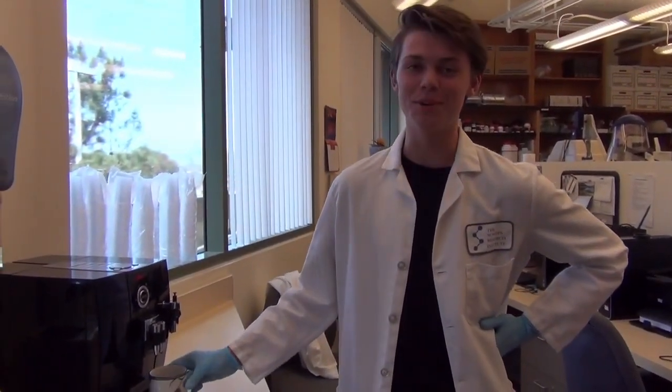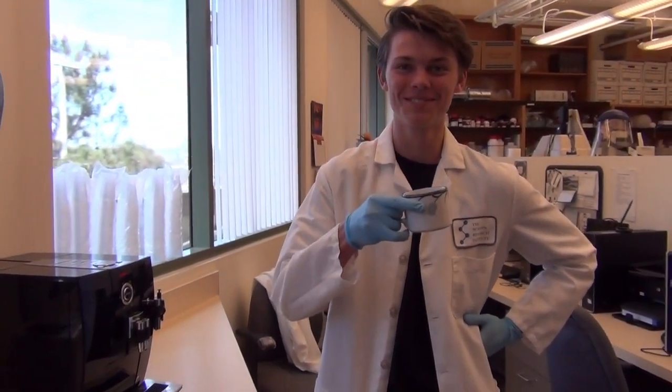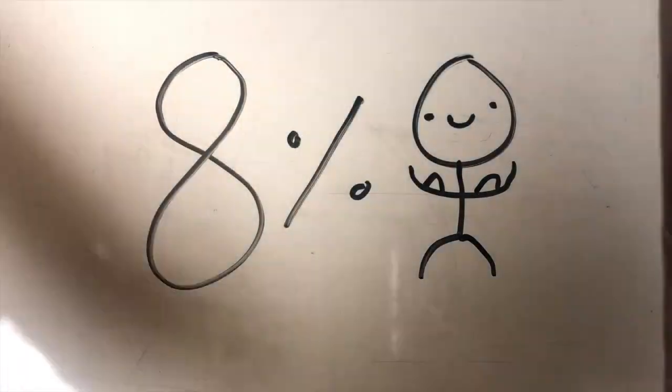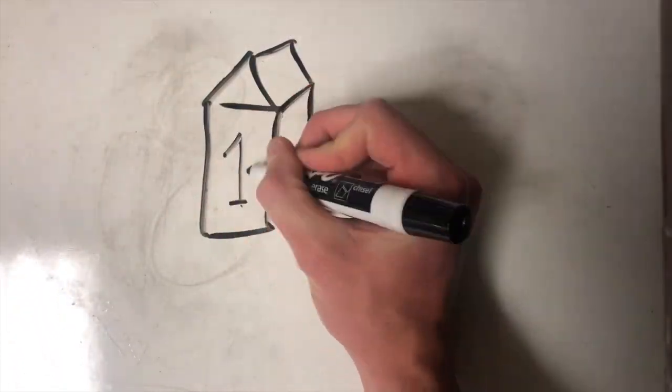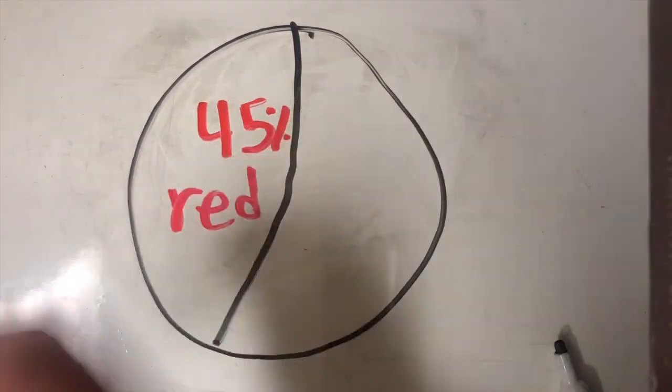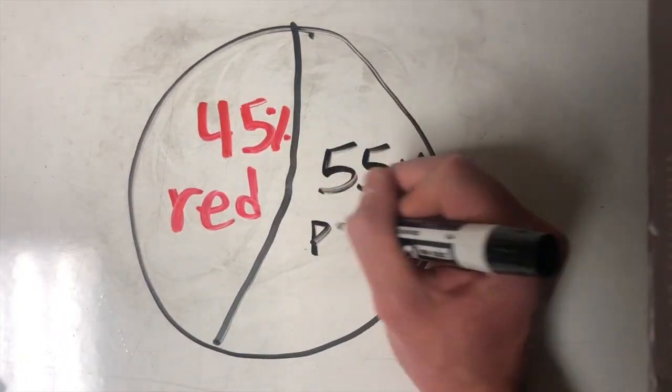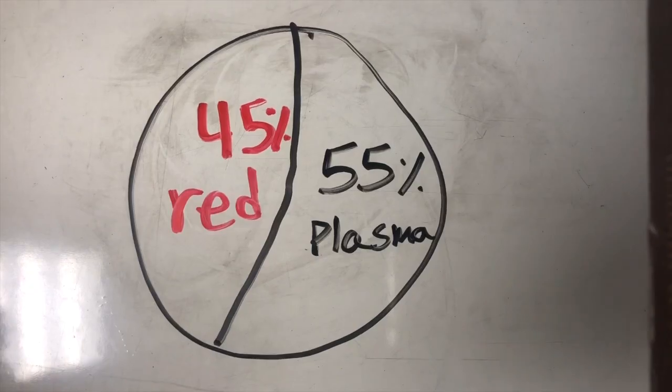Today we'll be learning about blood and lymph, two very important bodily fluids. Blood composes about 8% of our body weight. The average adult has about 5 liters of blood. Hematocrit is the percentage of blood cells in a blood sample. A blood sample is usually 45% red blood cells and 55% plasma.